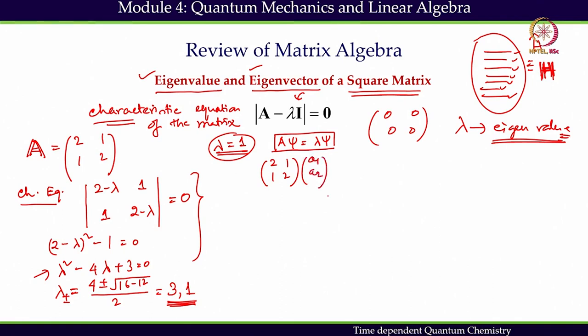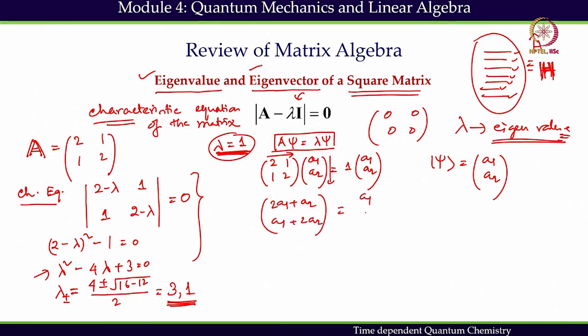Remember, I am now representing psi in a basis, and that basis gives me these coefficients, just like the way we have presented previously. So, these coefficients are with respect to a certain basis. Let us say the coefficients are A1 and A2, and lambda equals 1. So psi, the wave function associated with this particular eigenvalue, I am representing like this, A1 and A2, as a column matrix. I can now do the matrix multiplication, which will give me 2A1 plus A2, and A1 plus 2A2. This is the matrix I will get, which equals A1, A2.